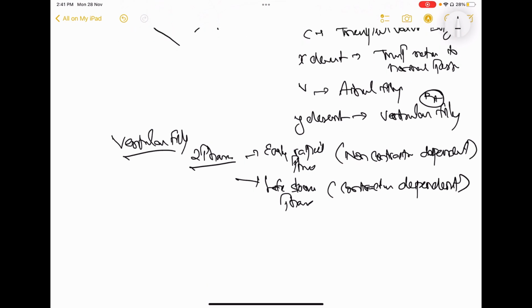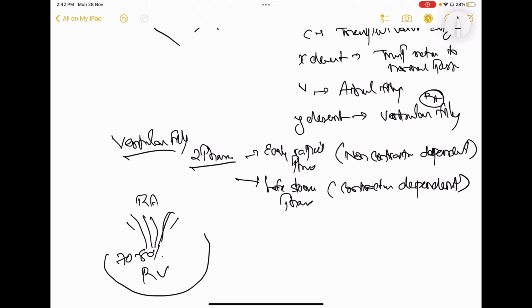So non-contraction dependent means as soon as the tricuspid valve opens, please imagine this is the right atrium, all the blood is going to flow. Around 70 to 80% of the blood volume flows into the right ventricle during this time. So that is the early rapid filling phase. This does not need a right atrial contraction. During the late slower phase, the right atrium contracts and pushes the remaining 20 to 30% blood into the right ventricle.